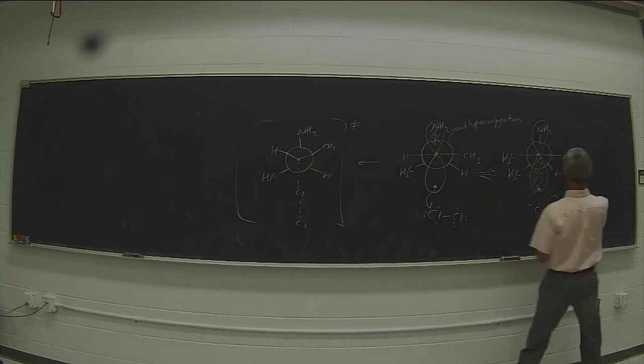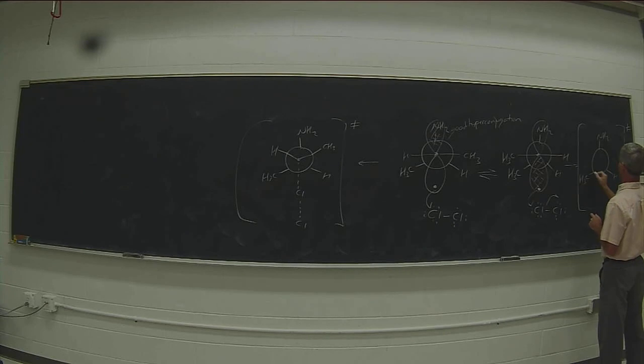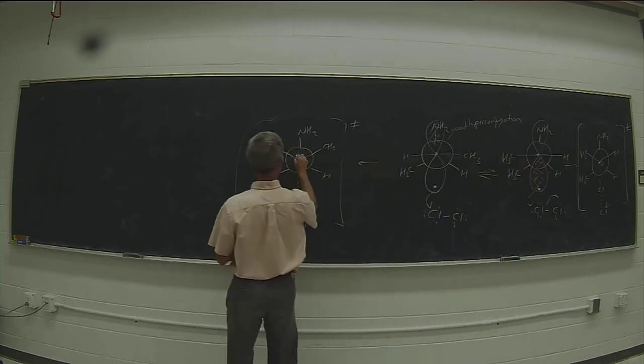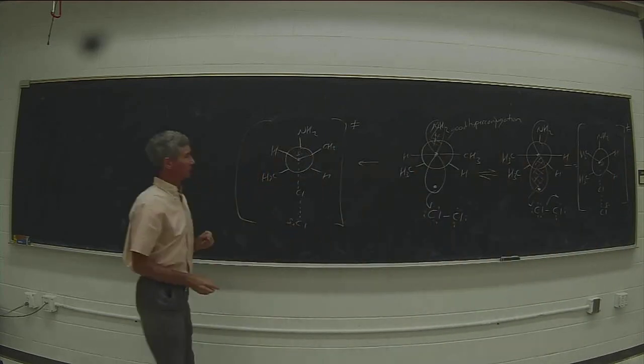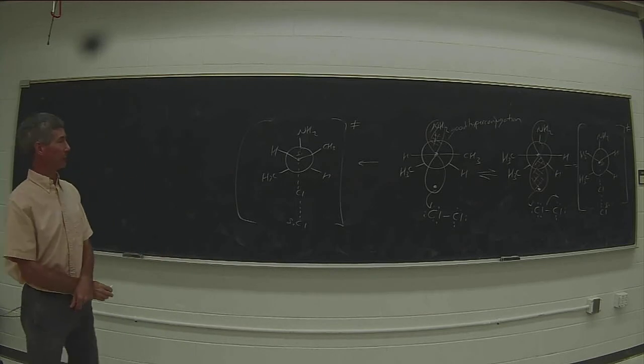And my transition state in the other case is going to look like that, where there's now partial radical character on chlorine and partial radical character on the carbon. Non-mirror images. Those are diastereomers of one another.